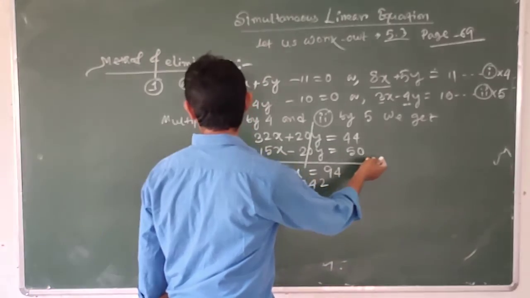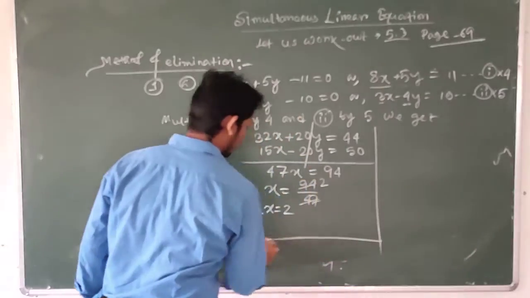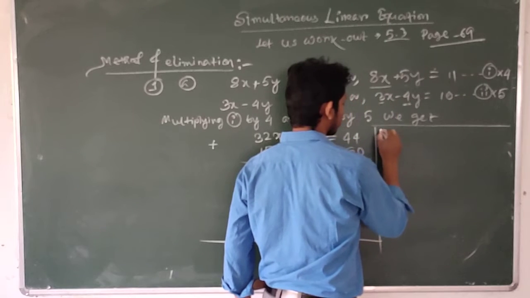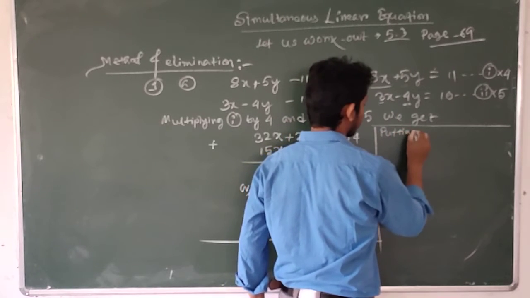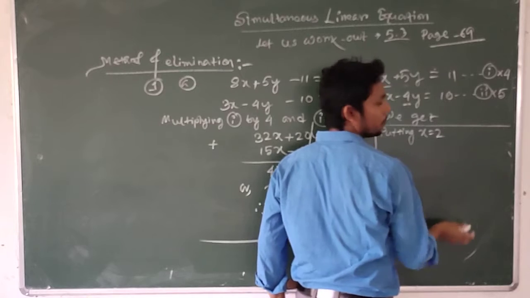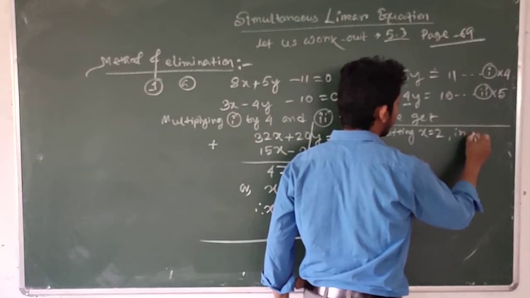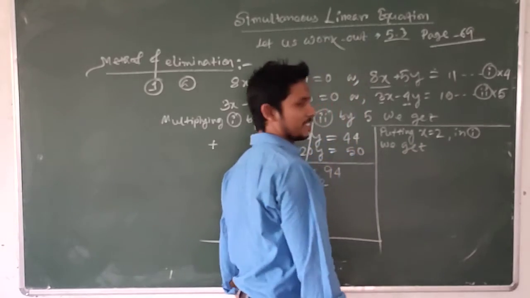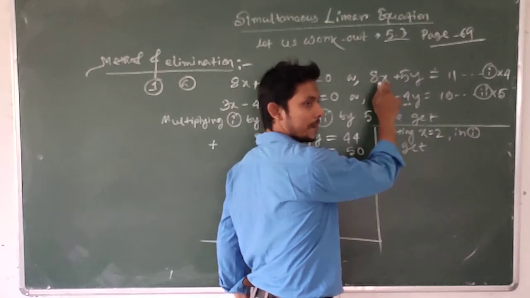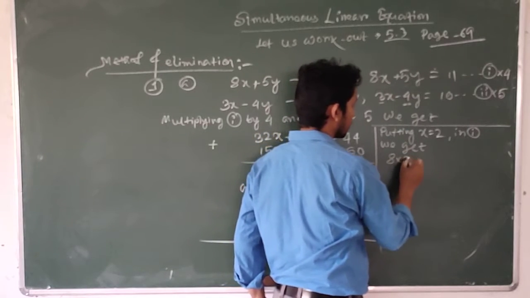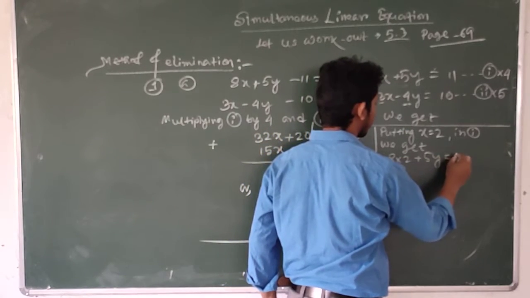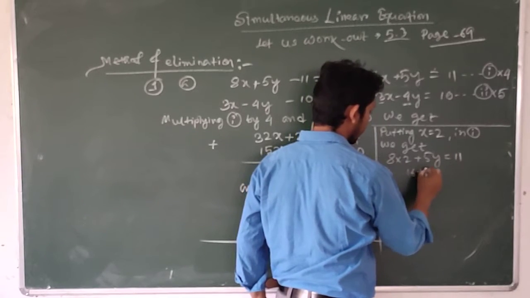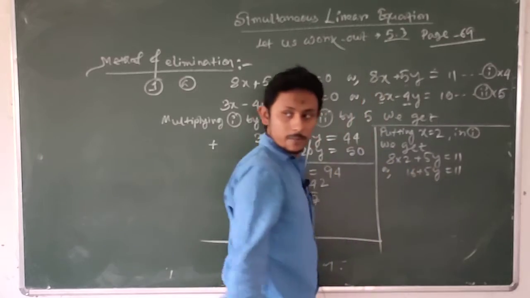Okay, so now let me write it here. So here, putting x equals 2 in equation 1. So we are putting in 1, no worry there. We get, putting the value of x here, 8 into x plus 5y equals 11. So 8 into 2, that means 16 plus 5y equals 11. Is this visible to you?